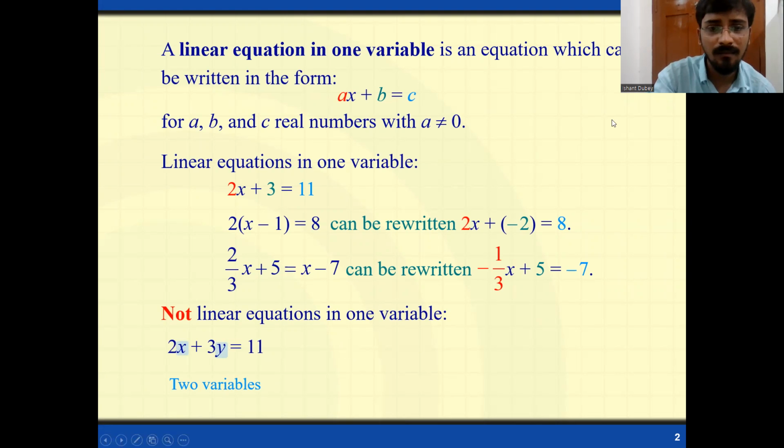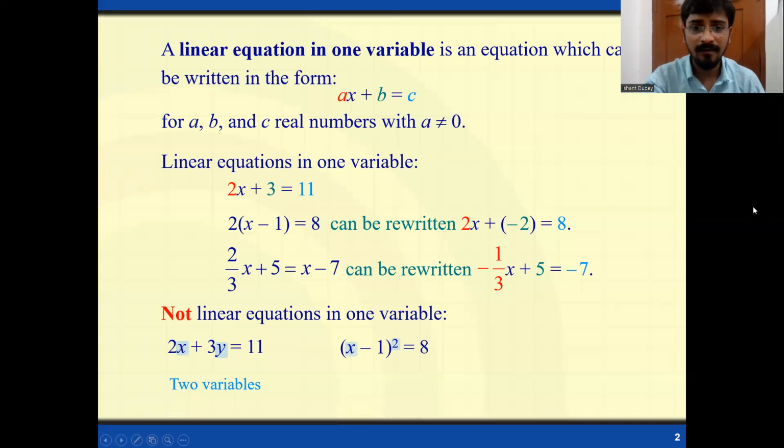Okay, so here now, not linear equation in one variable. Sometimes some of the equations will be given to you, and you might get confused whether this is a linear equation in one variable or not. Here you can see one example: 2x plus 3y equals 11. Two variables are there, x and y, as you are already familiar with, right? So it is a linear equation, but with two variables, and we are talking about one variable. So we are not going into that.